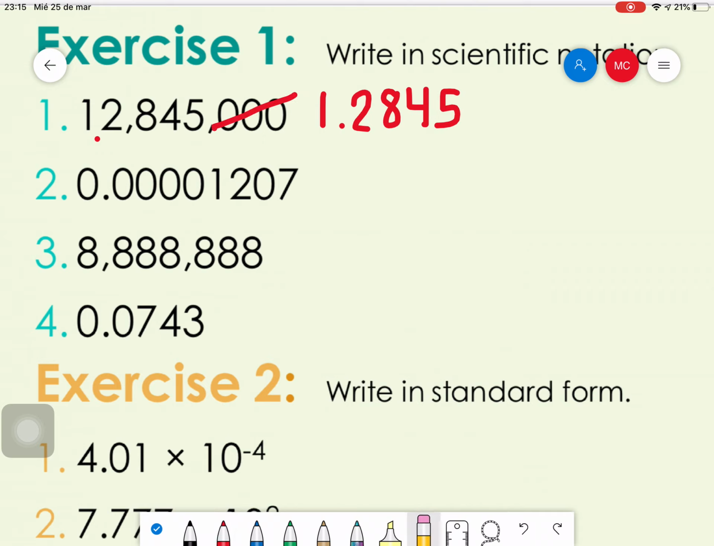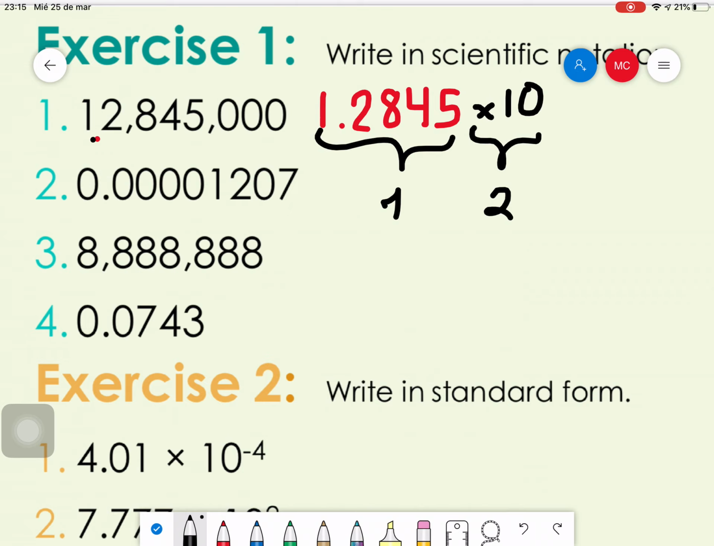Of course you can, because these zeros do not change the number. So I just wrote 1.2845. Then I need to write times 10. This was the first step, placing the decimal point after the first digit, then adding times 10, and then I need to see the exponent, or the power that it's gonna have.